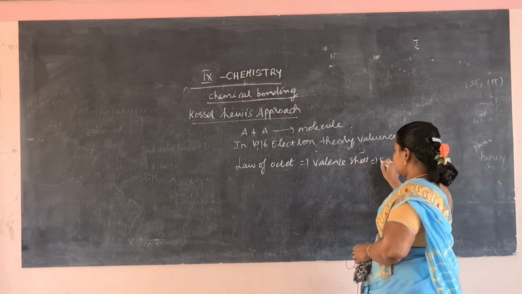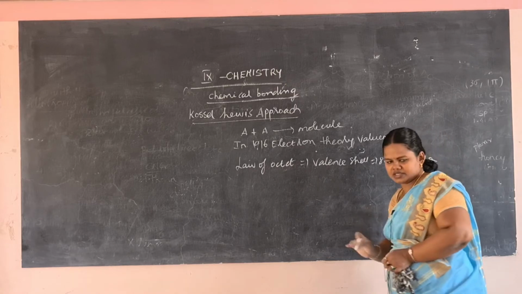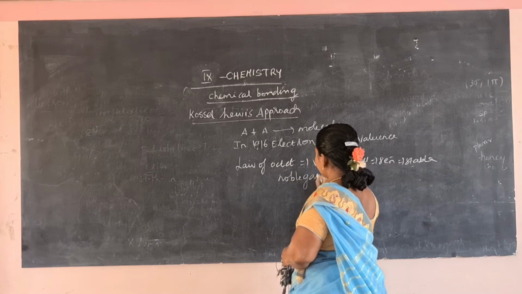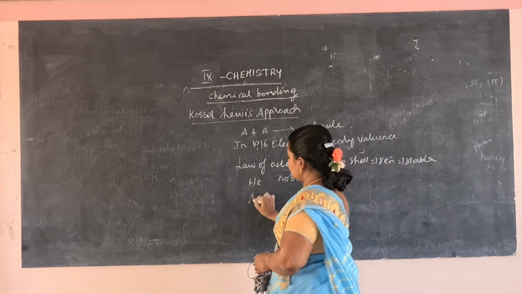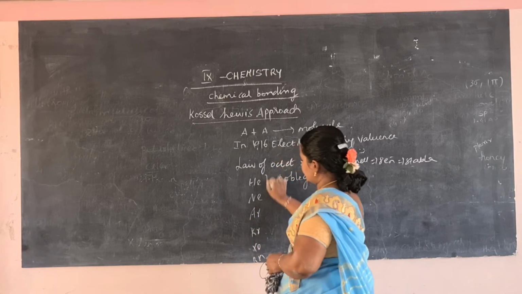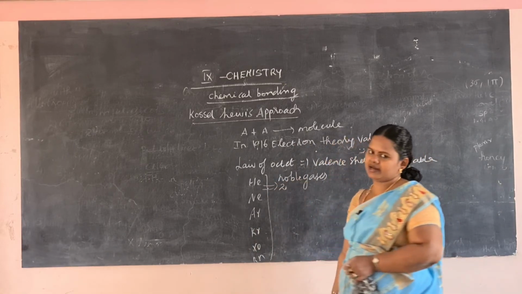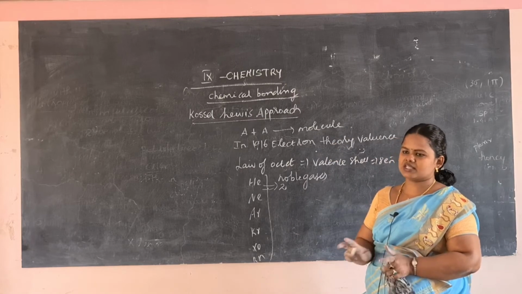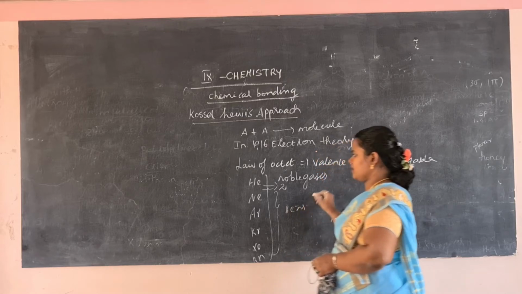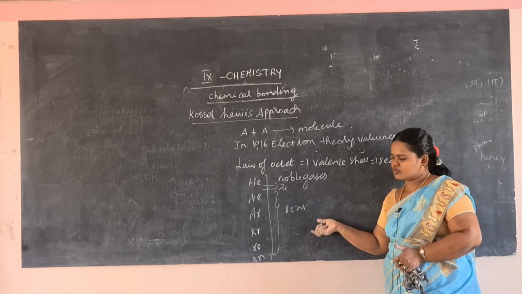If the valence shell contains 8 electrons, it is stable. What are the noble gases? Helium, neon, argon, krypton, xenon and radon. In all of these except helium, the outer shell has 8 electrons. Helium has only 2 electrons in the outer shell, because only 2 can be placed there, so it is stable. For all other noble gases it is 8 electrons, so they are all stable.